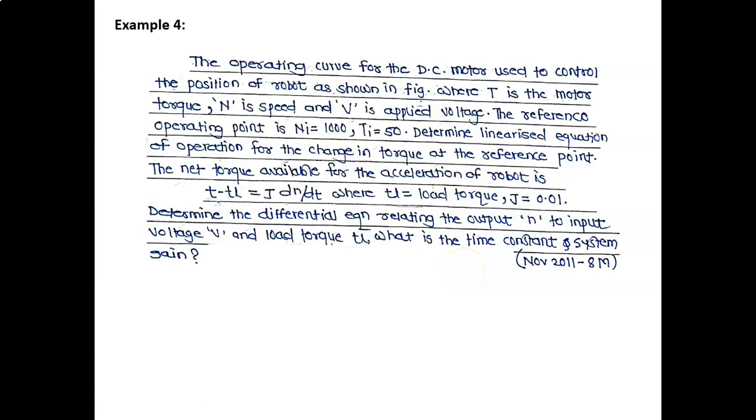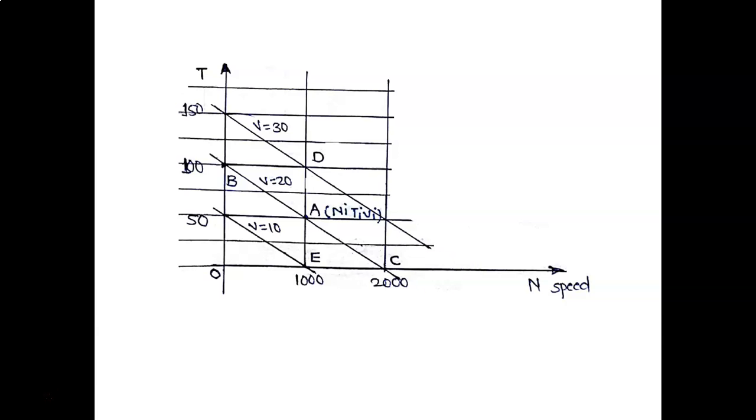They have provided us the curves. Therefore these are the curves. On the y-axis torque is there, on the x-axis speed is there. Values of the torques are 50, 100, 150. Values of the speeds are 0, 1000, 2000. Values of the voltages are V equal to 10, V equal to 20, V equal to 30, and they have given us this point A as the reference point. Now we will calculate the values.